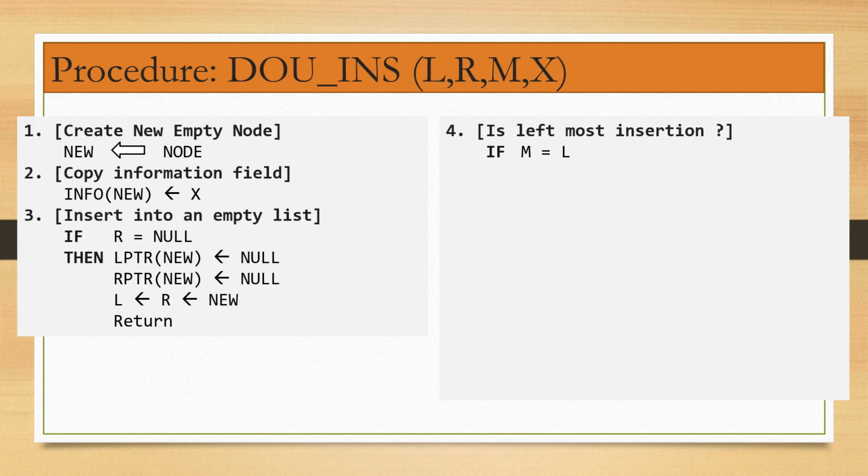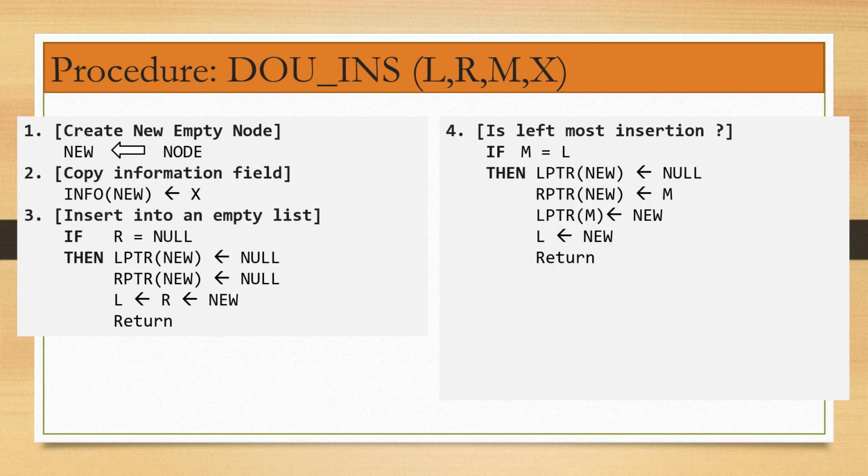For this, if m is equal to L, that means m is a pointer. Based on this address, we have to insert the new node. So this m is equal to L. Then left pointer of new is equal to null, right pointer of new is equal to m, and LPTR of m, that means left pointer of m, is equal to new, and new becomes L, that is, the new becomes leftmost element.